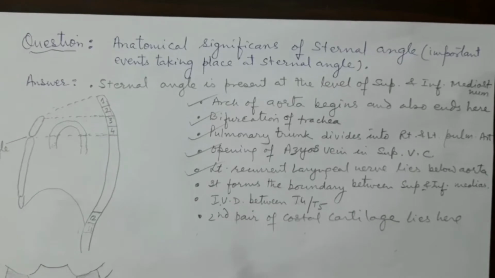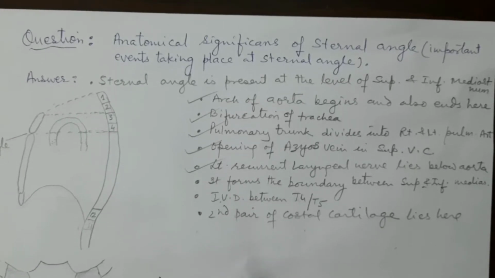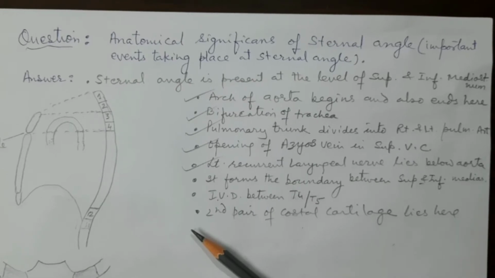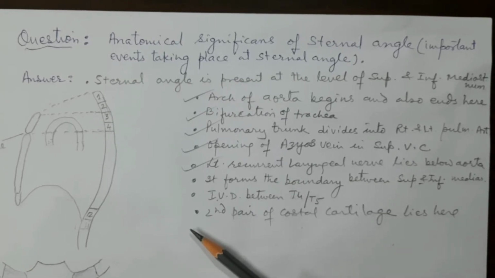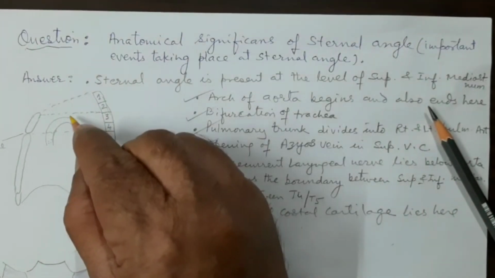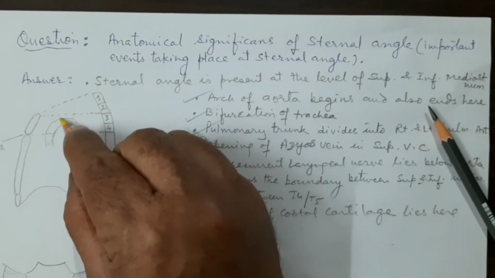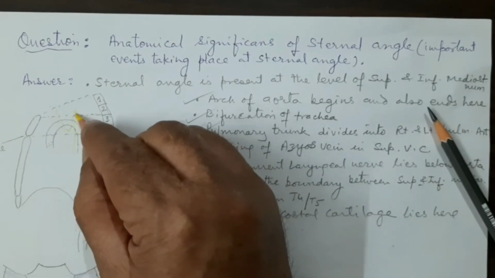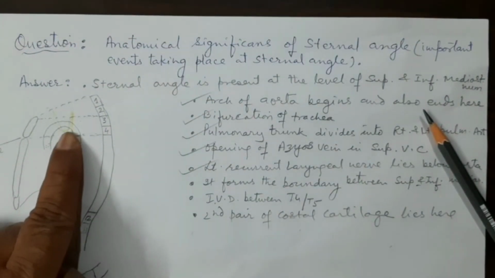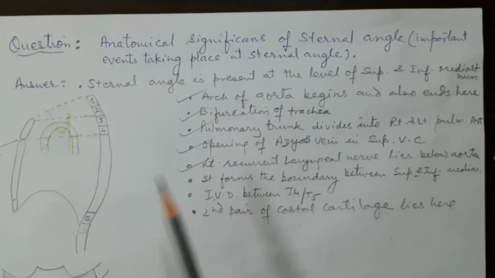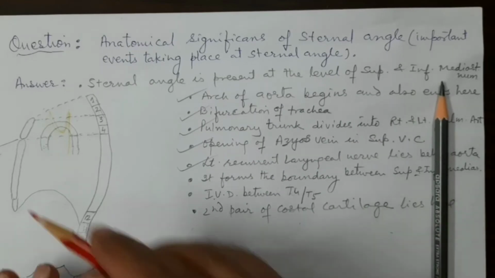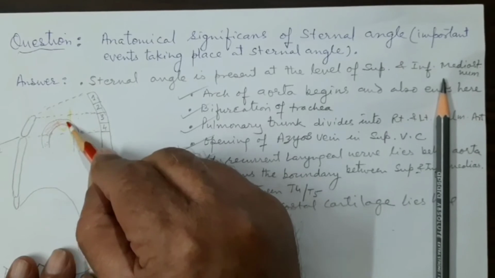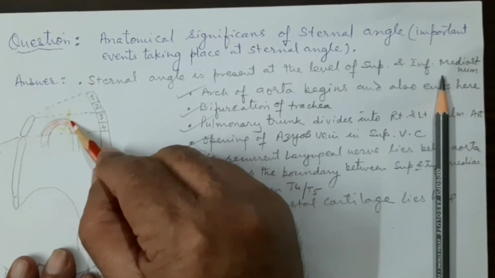Then this left recurrent laryngeal nerve lies at this level, just below the arch of the aorta. It is the inferior relation of the arch of the aorta, so it just winds round and goes upward. This continuation is that of the vagus nerve, and it gives a branch called the recurrent laryngeal nerve, which continues onto the inferior surface of the arch of aorta, winds round the arch of aorta and goes back to the neck.